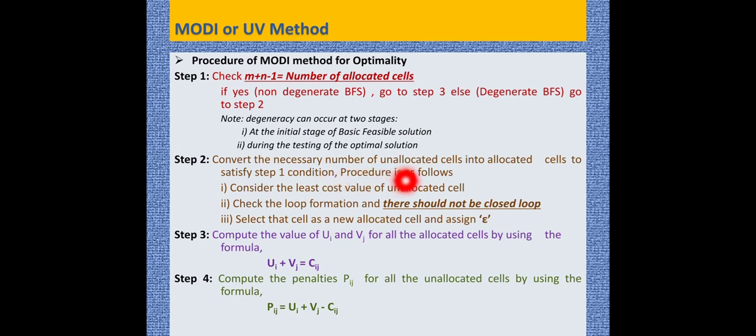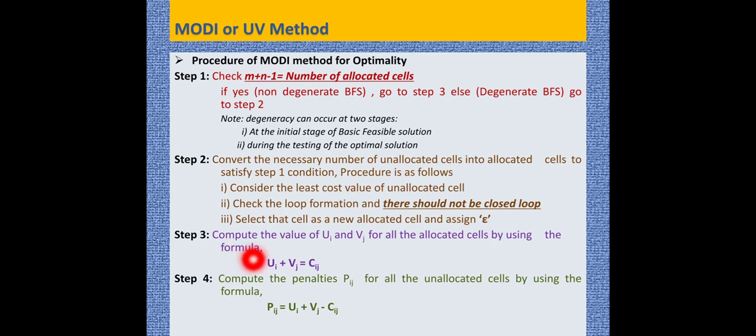Convert the necessary number of unallocated cells into allocated cells to satisfy the step 1 condition. The procedure is as follows. Consider the least cost value of an unallocated cell. Check the loop formation; they should not form a closed loop. Select the cell as a new allocated cell and assign epsilon. Step 3. Compute the values of Ui and Vj for all the allocated cells by using the formula Ui plus Vj is equal to Cij.